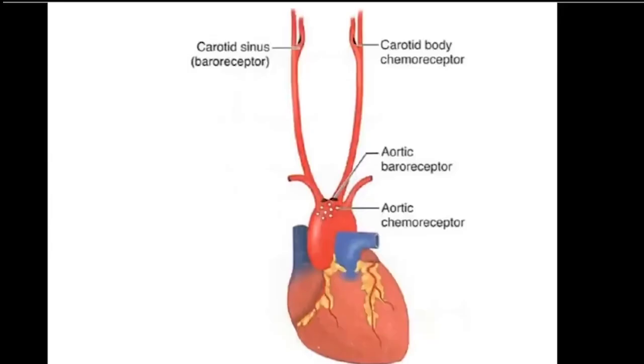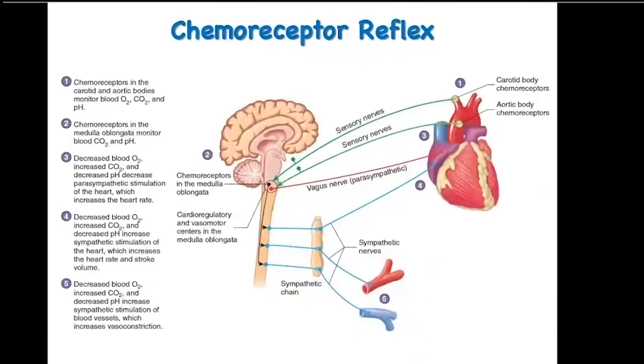This is the same illustration I showed you before when I pointed out the baroreceptors. You can see on the right the chemoreceptors, and notice how they're very close to where the baroreceptors are located. Let's review the chemoreceptor reflex.